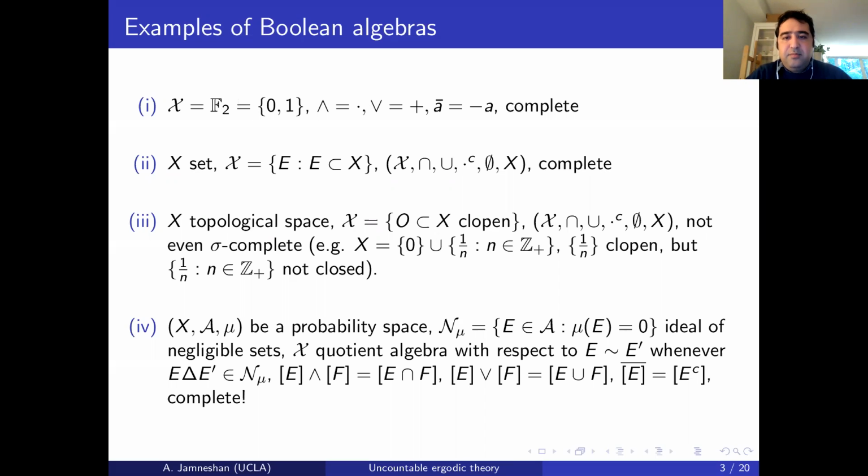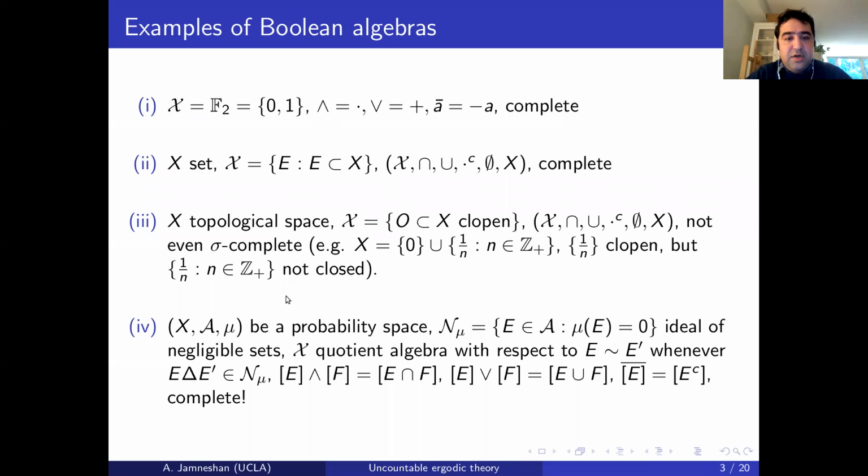So let's see another example of a complete Boolean algebra. We take any set and consider its power set. This is now a very familiar object. We consider the power set together with the intersection, union, and complement, and 0 is here the empty set and 1 is the whole set. And clearly any power set is complete, since the intersection of any family of subsets and the union of any family of subsets is again a subset.